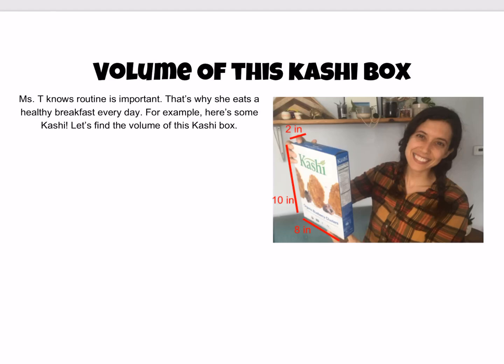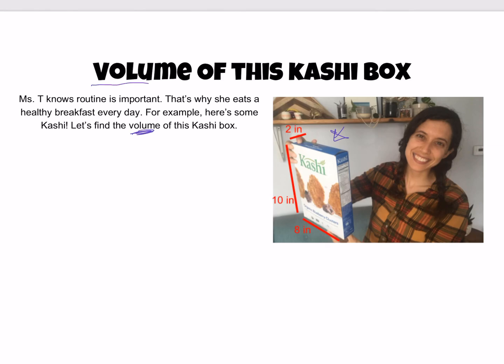Hey guys, in this video we are going to find the volume of this Kashi box, this one that I'm holding right here. So Miss T knows that routine is important. That's why she eats a healthy breakfast every day. It's true, I do. For example, here's some Kashi. Let's find the volume of this Kashi box.